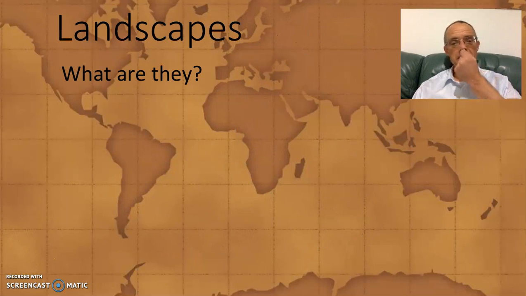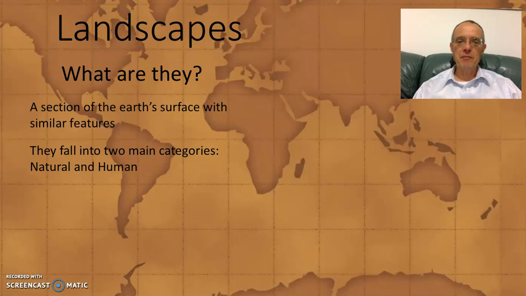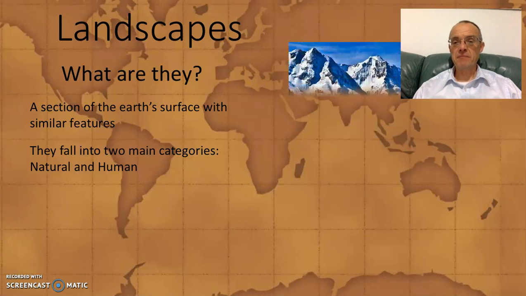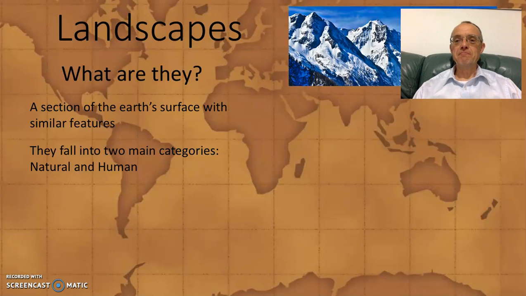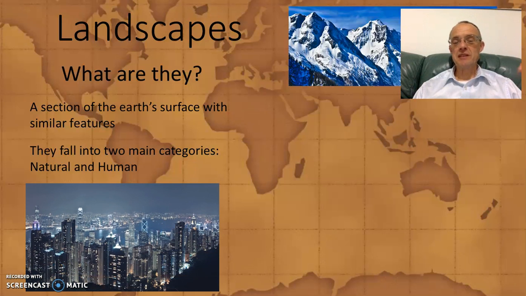Okay, so landscapes, what are they? Basically landscapes are a section of the Earth's surface with similar features. They can be natural, happening by geological forces and erosion and things like that, or they can be landscapes that we create as humans. So mountains, coastal landscapes, desert landscapes, grasslands, there's types of landscapes. Human landscapes are obviously cities, urban environments that we have created.